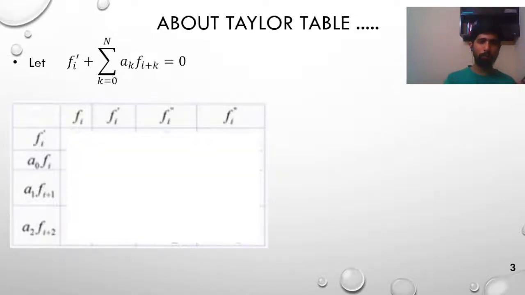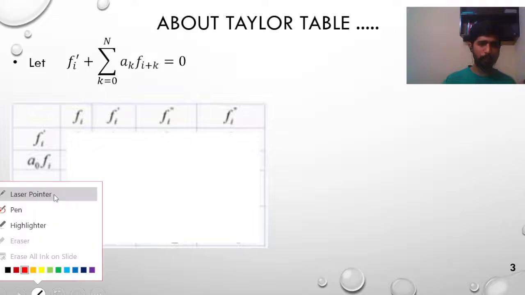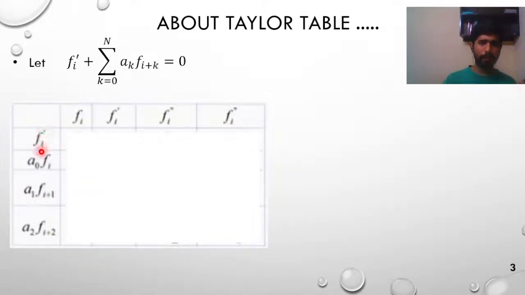When you assume this, you construct a table, which is called the Taylor table. Let me explain this Taylor table. In the different rows you write down the expressions which you want to calculate. Assume I have a stencil of size 2, that is I plus 1 and I plus 2. You express f dash as a0 fi plus a1 fi plus 1 plus a2 fi plus 2, assuming that the forward stencil values are available. You write these in different rows: f dash at i, a0 fi, a1 fi plus 1, a2 fi plus 2. In the columns you write down the Taylor series functions.